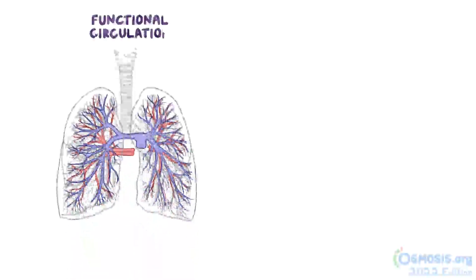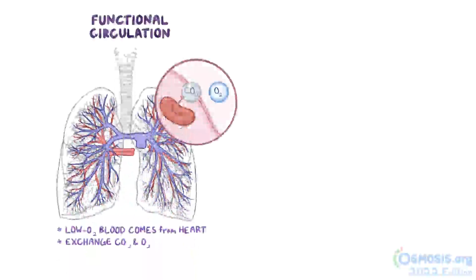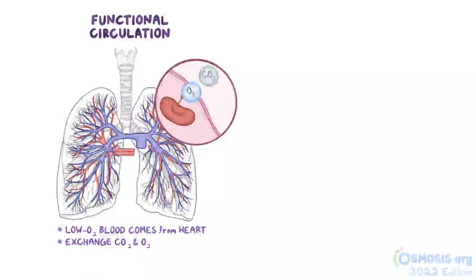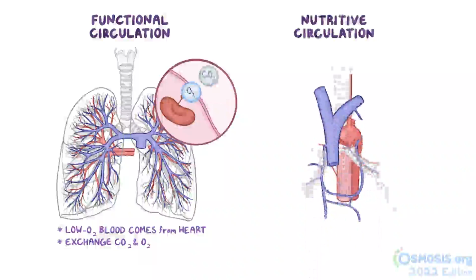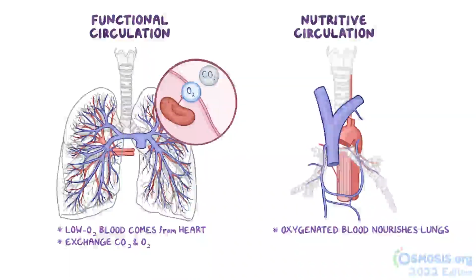When thinking of the blood supply to the lungs, you need to consider two different circuits. First, they have a functional circulation, where low oxygen blood comes from the heart and reaches the lungs in order to exchange carbon dioxide with oxygen from all the tissues throughout the body. Then there's a nutritive circulation, which also comes from the heart, but this time, oxygenated blood nourishes the lungs themselves.